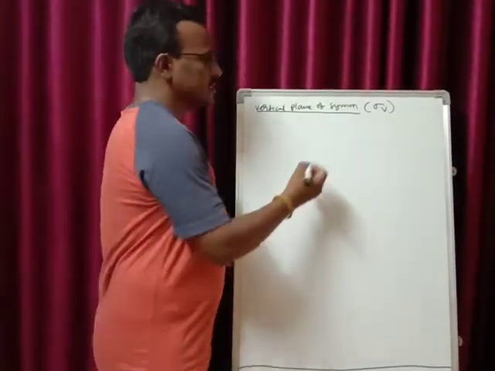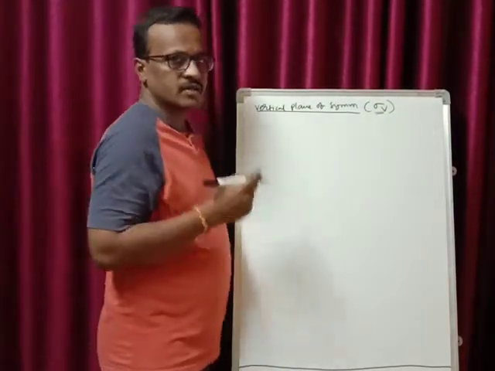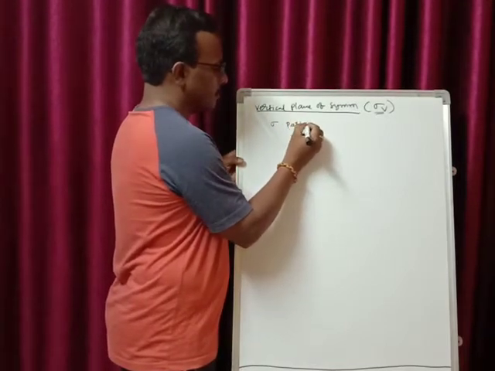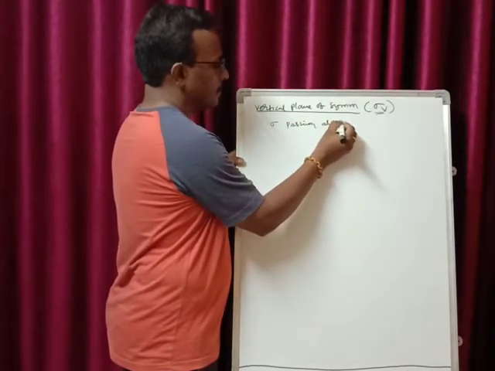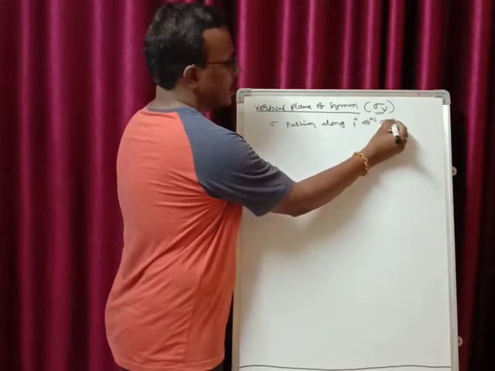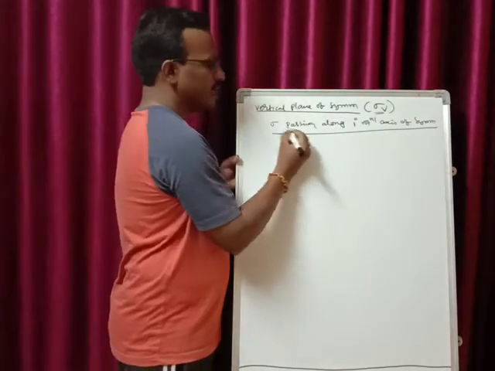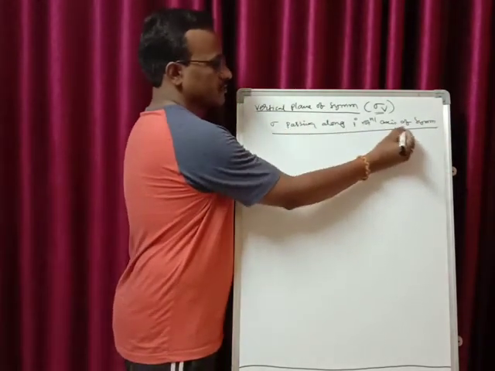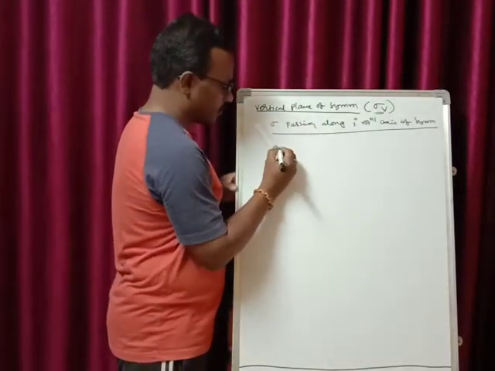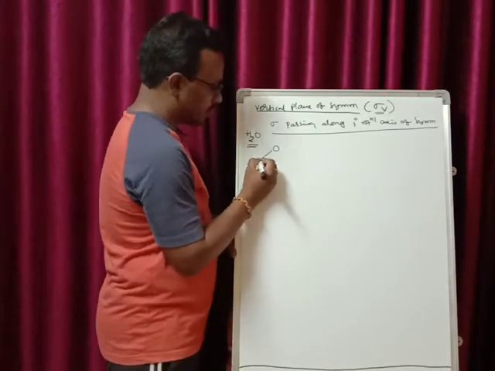Now let us continue with the vertical plane of symmetry. Right. Vertical plane of symmetry is called sigma v. As I already told you, the vertical plane of symmetry is the plane passing along the principal rotational axis of symmetry. If a plane is passing along the principal rotational axis of symmetry, then it is called the vertical plane of symmetry. Now let us take the example of the water molecule itself.